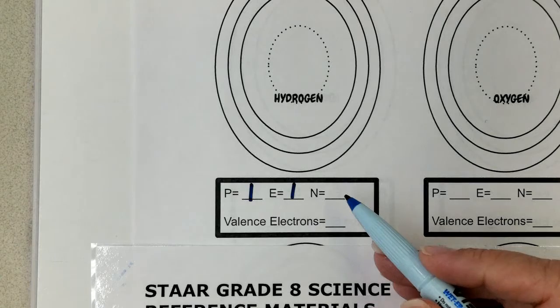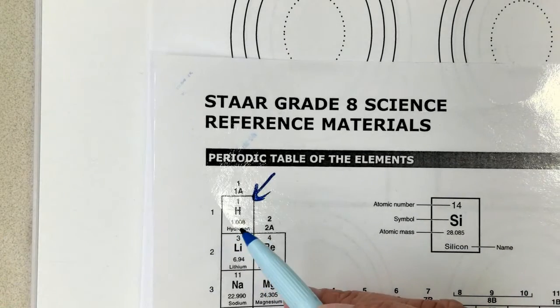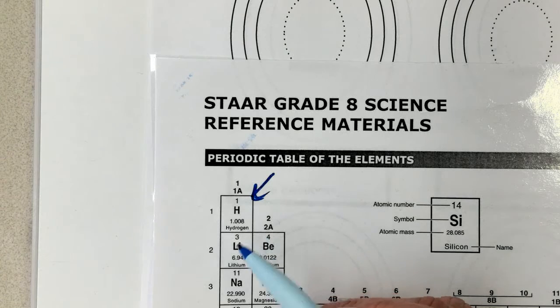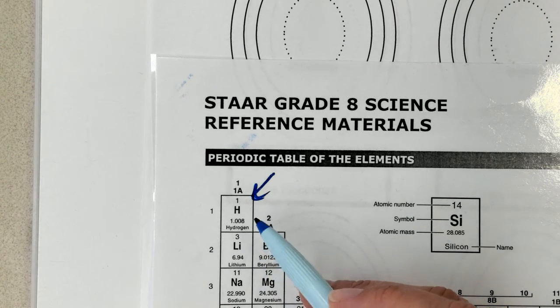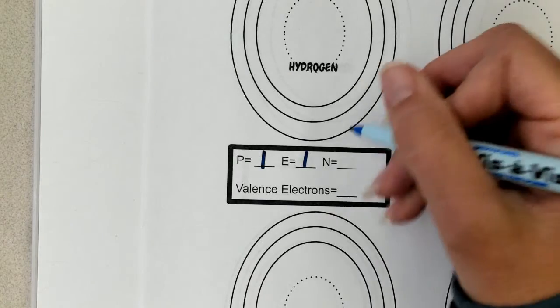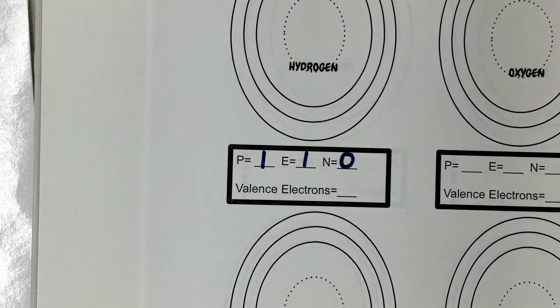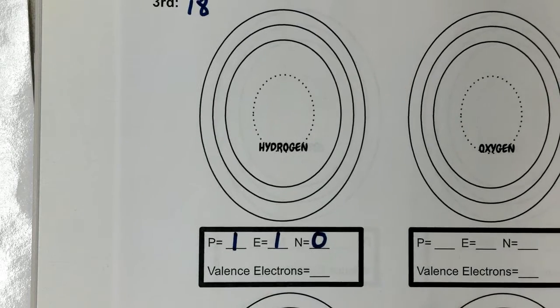For neutrons, it's a little different. You have to take the atomic mass, which is 1.008, and round it to the nearest whole number. So it'd be 1, and subtract that from the atomic number. So 1 minus 1 would be 0. So an atom of hydrogen has 1 proton, 1 electron, and 0 neutrons. We'll come back to valence.